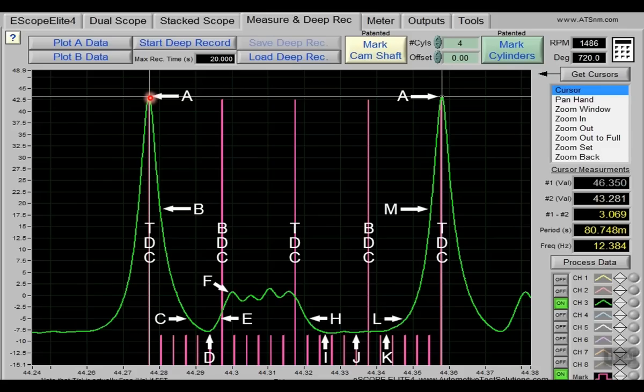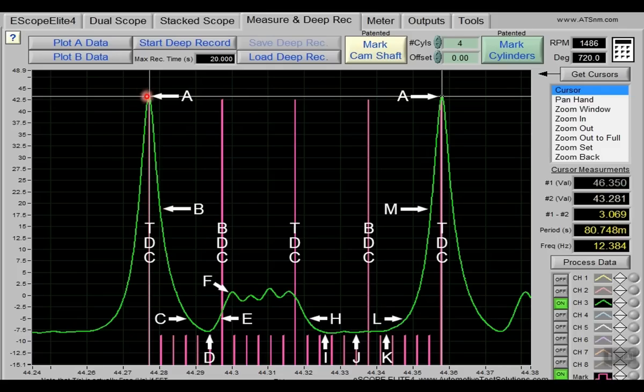Now, as the piston moves away from the head, we start to decrease the pressure by increasing the volume. As the piston moves away, I'm making more volume. So the pressure is following the volume, and I come down to a point where we're going to call B.